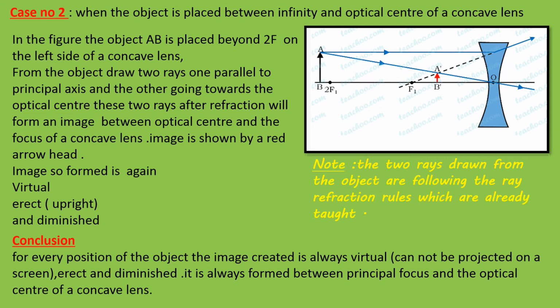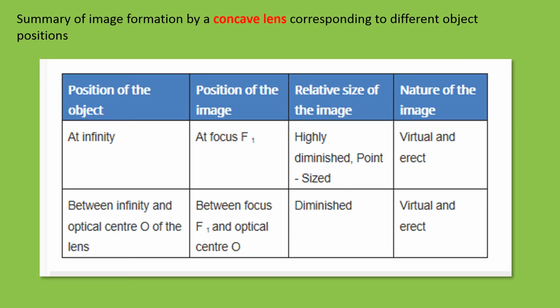So we can conclude that for every position of the object, the image created by a concave lens will be a virtual, erect, and diminished image. And it is always formed between the principal focus and optical center of a concave lens. This table gives you a quick review of the position, relative size, and nature of the image corresponding to different object positions. You can take the snapshot of this table to memorize it easily.